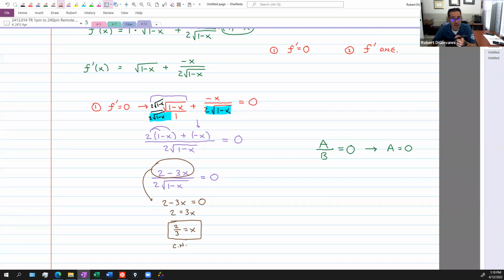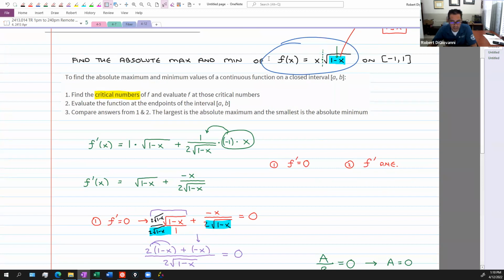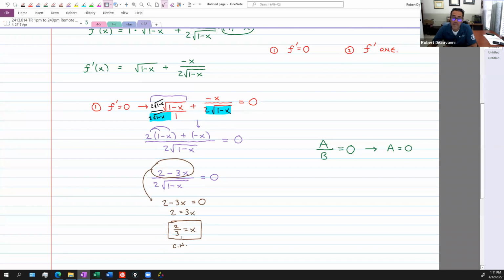Now I need to check, is 2/3 in the interval I'm looking at? Well, I'm trying to find the absolute maximum of this function on the interval -1 to 1. So is 2/3 in there? Yes, right? So I'm going to keep this. I'm not going to throw it away. I'm going to keep it.